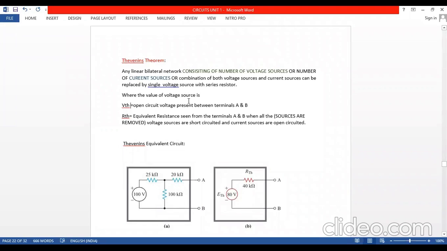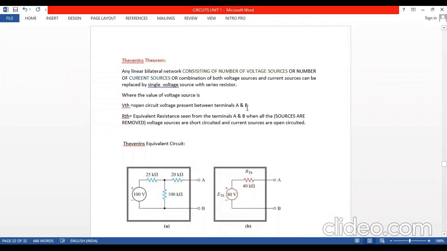The value of the voltage source is VTH, Thevenin's voltage; he has given his name. If you invent any new technique without using nodal analysis and mesh analysis, we can use your theorem also. The only thing is to use any new method; ultimately, the current flowing through the resistor should be the same, whatever method we use. So what is this VTH? He has mentioned, where the Thevenin's voltage VTH is the open circuit voltage present between terminals A and B.